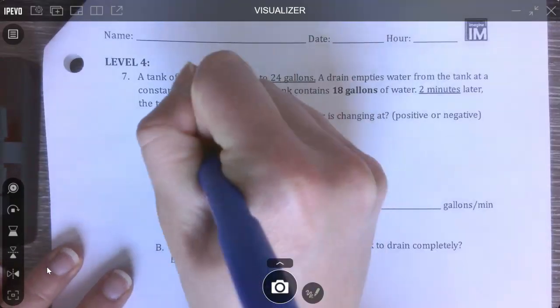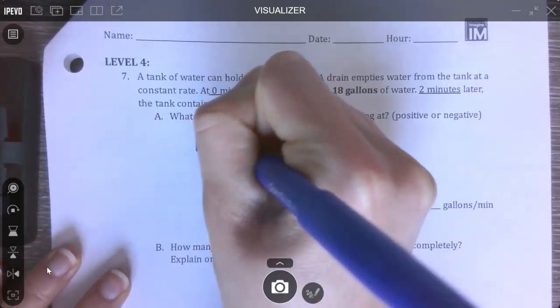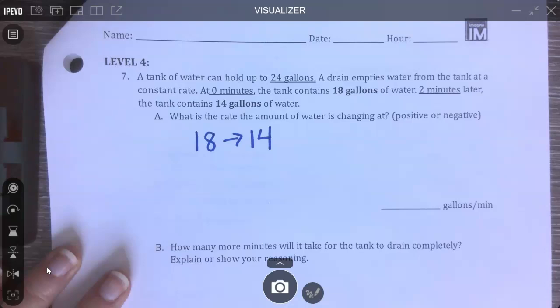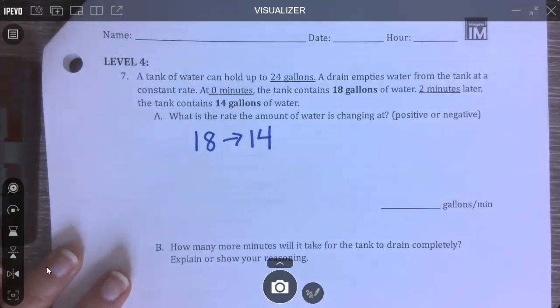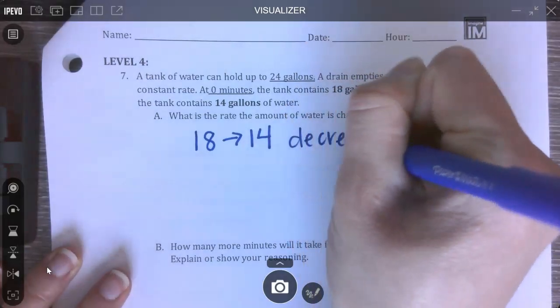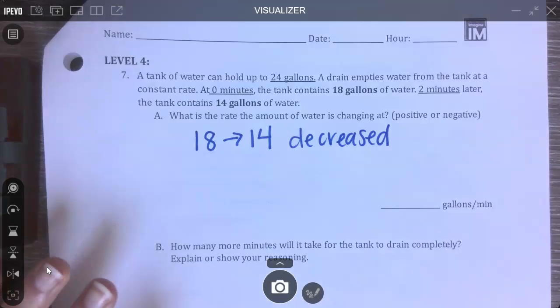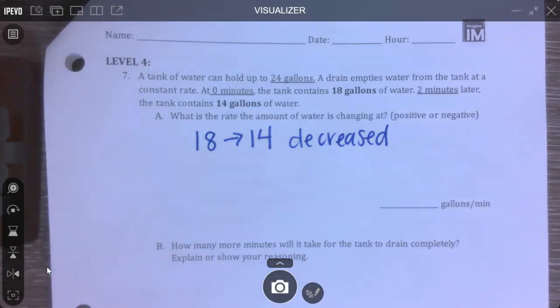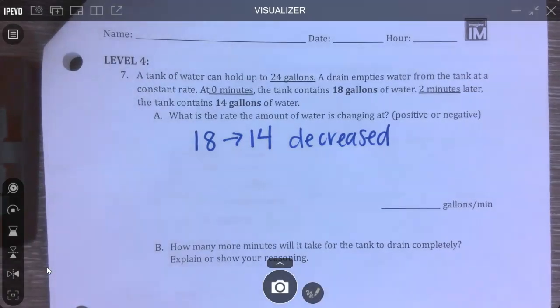So I went from 18 to 14. Does that mean I increased the water or decreased the water? That means I decreased the water. And if I decrease the water, what kind of number is that going to be? You have vocab words in your notes. Make sure you look at the back of your notes to check. Decreased means what?